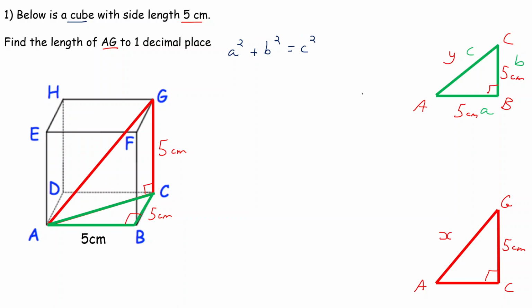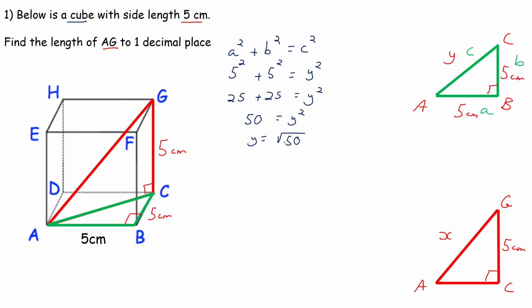A is down here, which is 5. So I've got 5 squared plus b squared. B is equal to 5 again, so plus b squared is equal to c squared. So I've got 5 squared, which is 25, plus 25 being equal to c, my missing side, which is y, so y squared. 25 and 25 is 50. So 50 is equal to y squared. So y is going to be equal to the square root of 50.